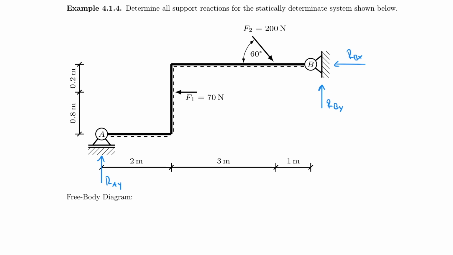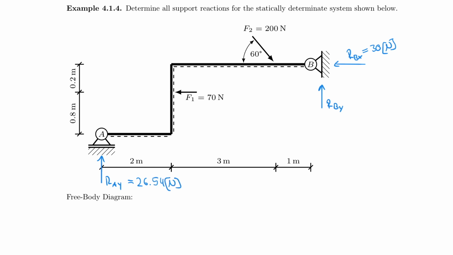I will now give you the answers to these problems. So for example, RBX comes out to be, and I do this in random order, by the way, this is not how you should solve them, 30 Newton would be the answer here. And then we have RAY, which comes out to be 26.54 Newton.